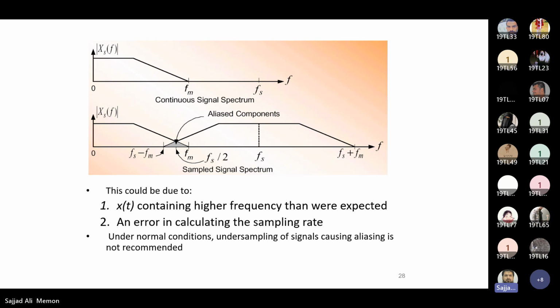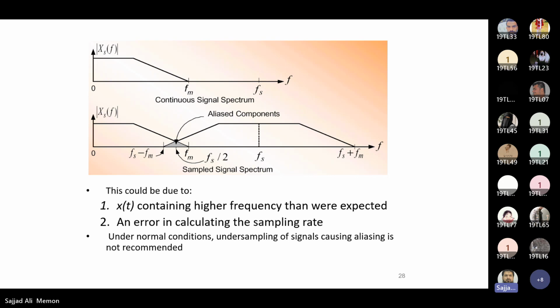But if there is another component, an alias component, it will come into this region, as you can see in the next figure. So this is the part where these two continuous signals are overlapping with each other, and this is f s minus f m, and this is your f m, and this is your f s, and this particular part is in between f s minus f m and f m. So this is the difference of the sampling frequency here that will be overlapping the two components.